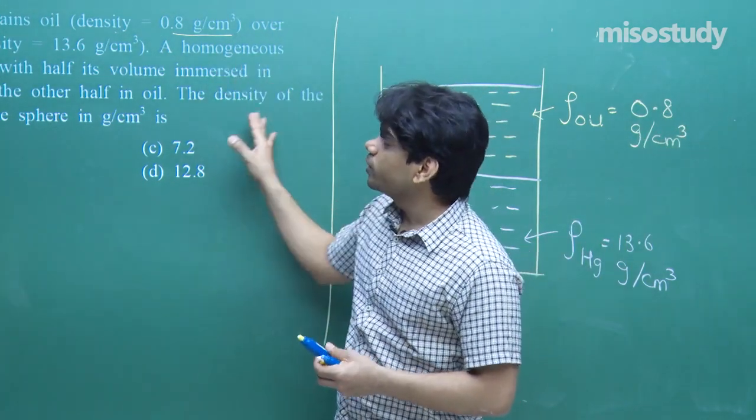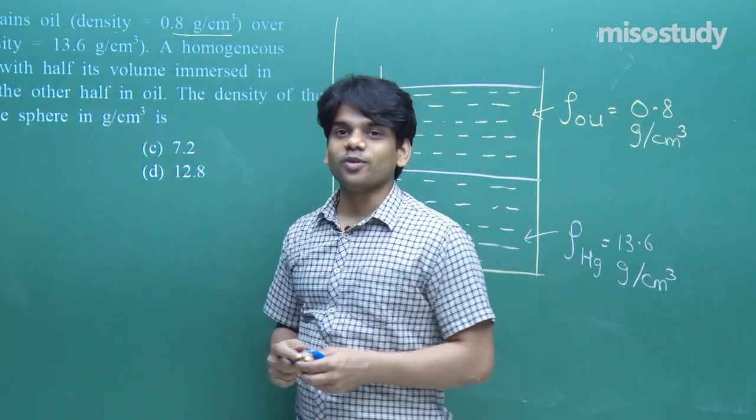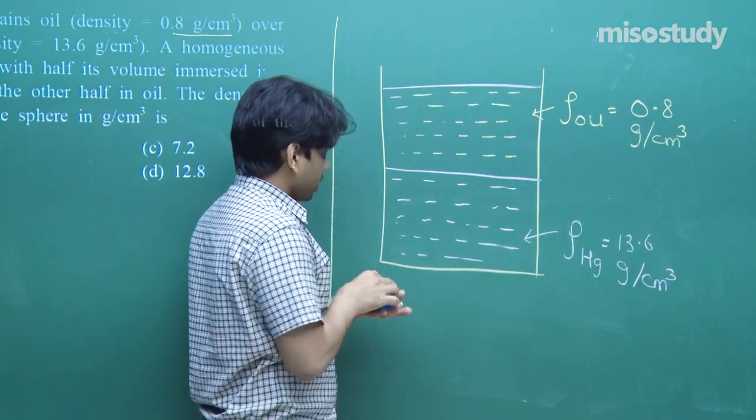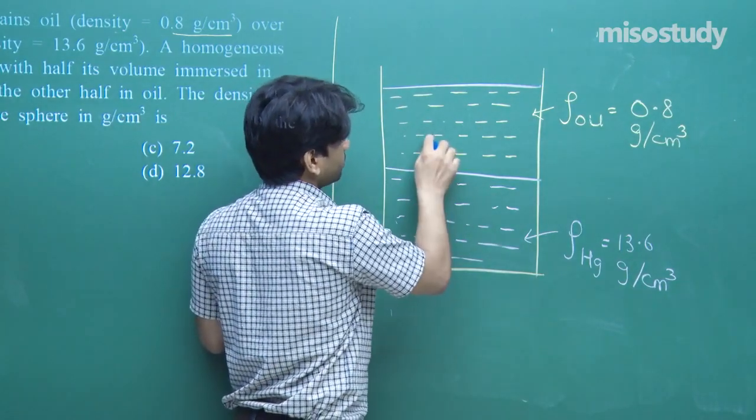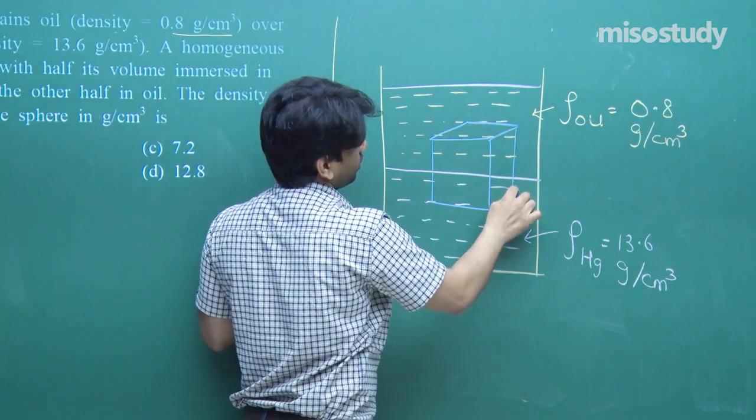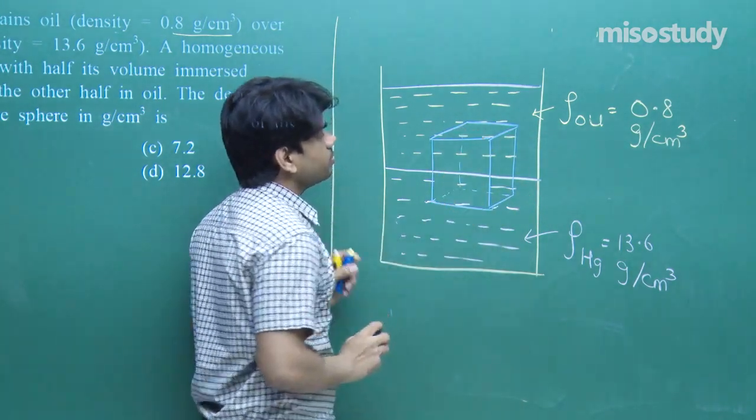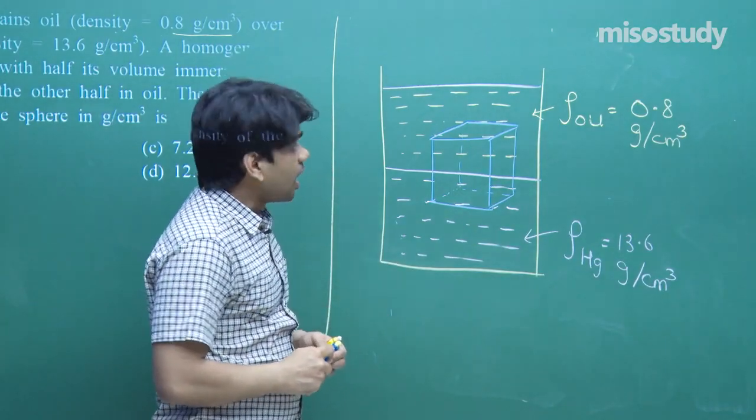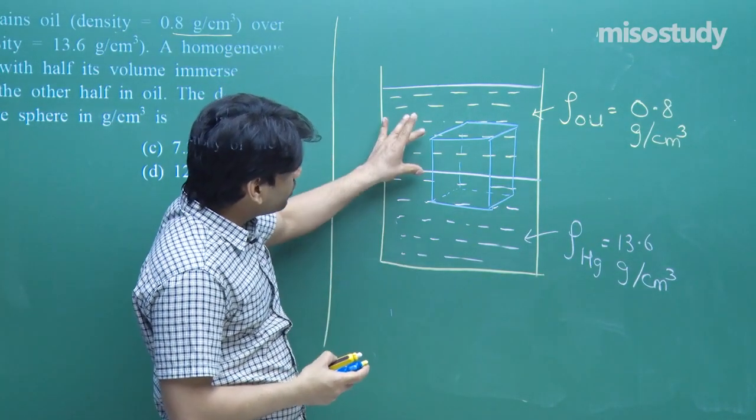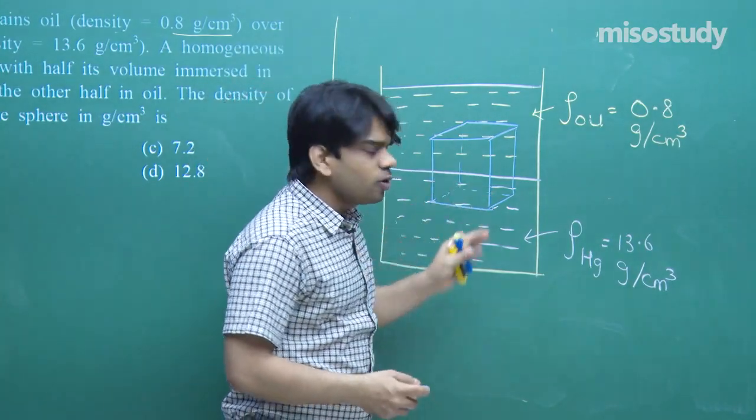Now this is a homogeneous sphere which floats at the center part. A homogeneous sphere floats with half its volume immersed in mercury and the other half in oil. So if I draw a sphere which is floating, this is the sphere. Half of its volume will be in oil, half of its volume will be in mercury. Let's say its total volume is V.